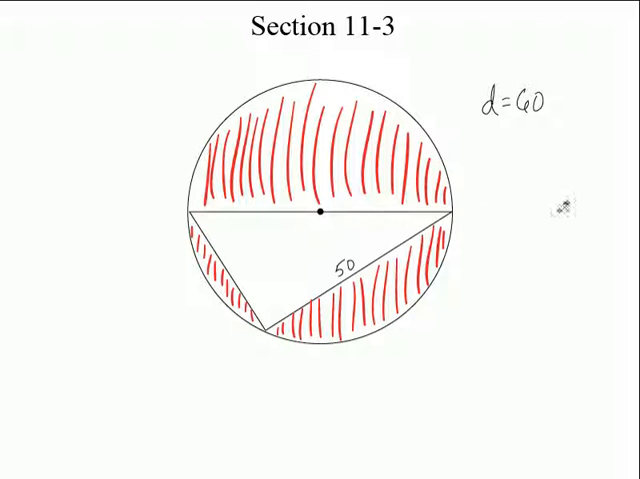Okay, so we'll say that's 50. What we want to do is now find the area of the shaded region. You got to know a couple things that we've talked about in previous lessons.